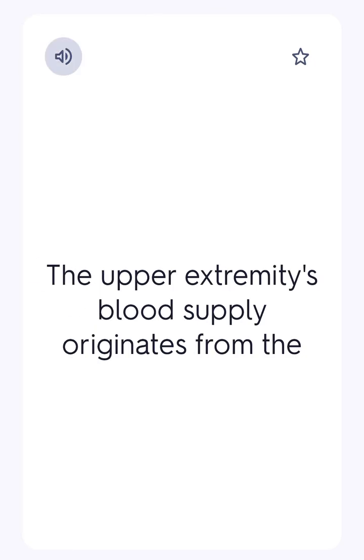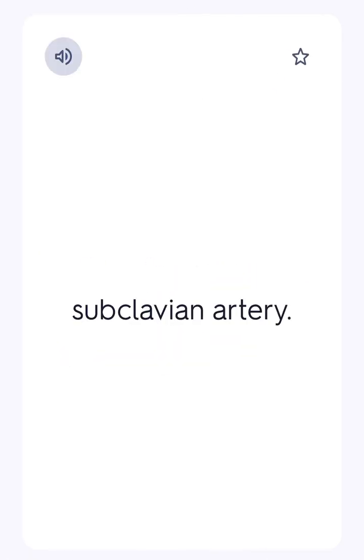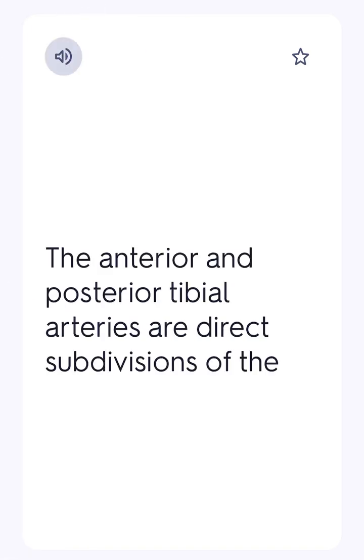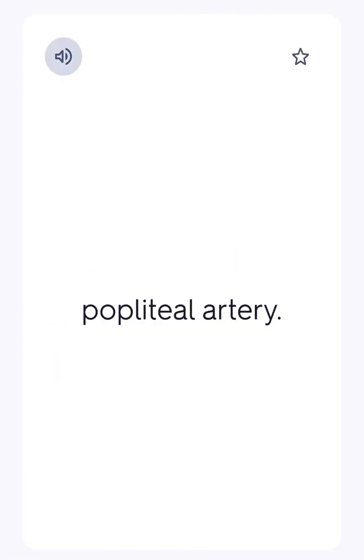The upper extremity's blood supply originates from the subclavian artery. The anterior and posterior tibial arteries are direct subdivisions of the popliteal artery.